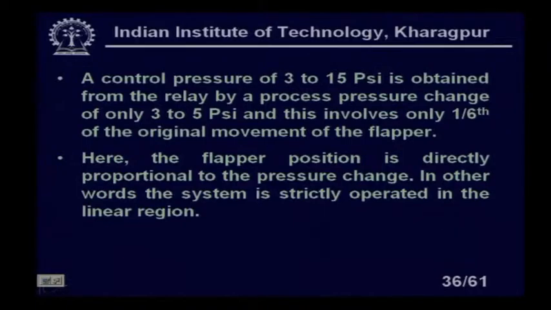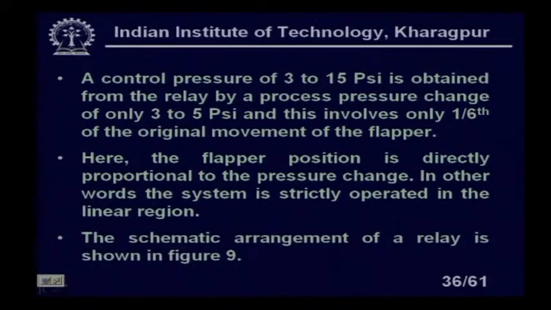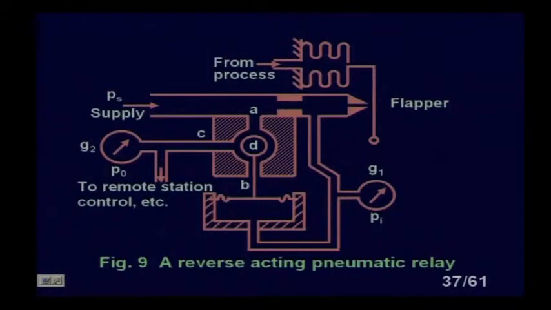Here the flapper position is directly proportional to the pressure change. In other words, the system is strictly operated in the linear region. The schematic shown is the relay. You see this is the relay position, and from the process there is a bellow, you can see here. There is a bellow.